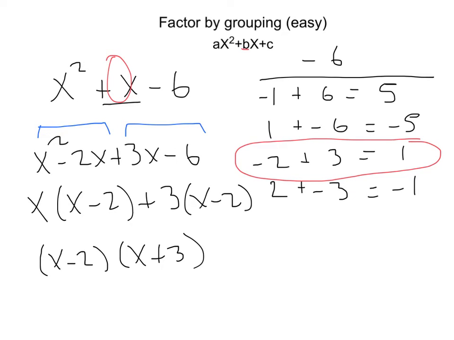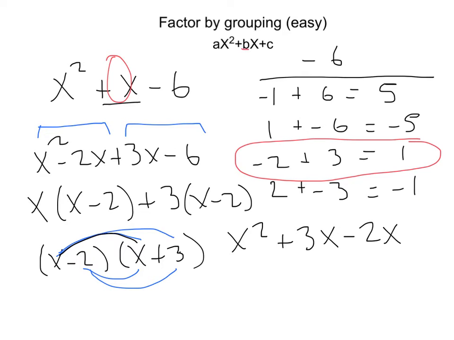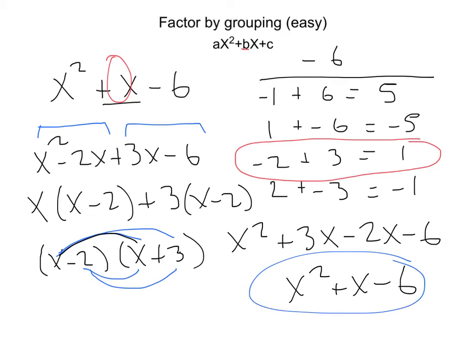And then one thing I like to always do is we're going to check. So we're going to check using the FOIL method. So we can FOIL these together and check and make sure that works. And I'll have a video later on that goes over the FOIL method more. But it's just the x times x is x squared. X times 3 is plus 3x. Negative 2 times x is negative 2x. Negative 2 times 3 is negative 6. We add all that back up. And this is what we started with. So we factored that one correctly.